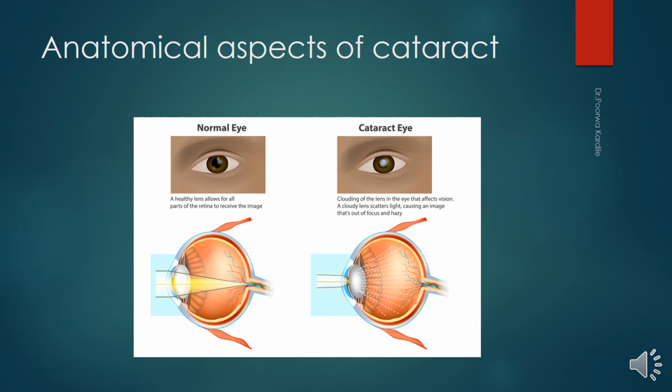proliferate and give rise to lens fibers at the equator of the lens. Older fibers of the lens lose their nuclei and cellular organelles and accumulate crystalline proteins. The central part of the lens, that is the nucleus, is harder than the peripheral part. The peripheral part is known as the cortex and the central part is known as the nucleus.